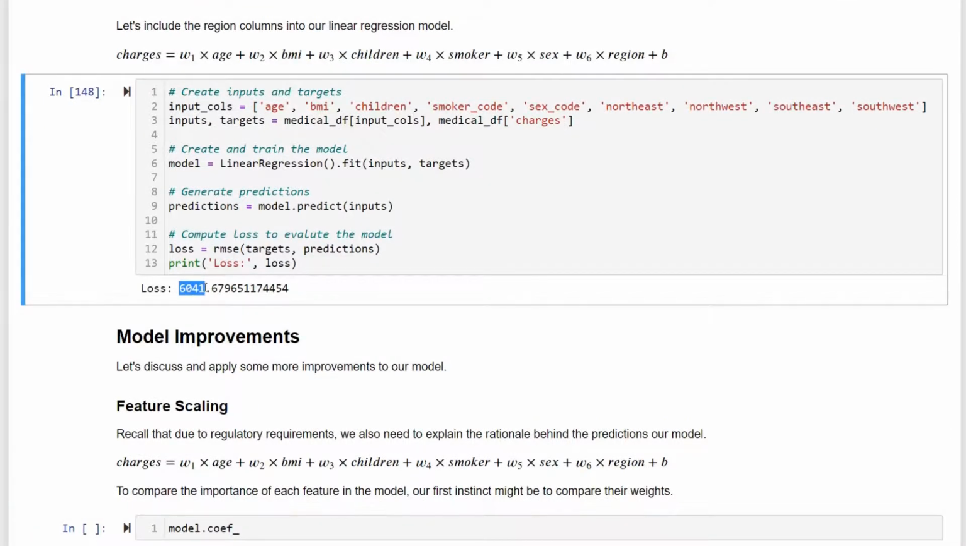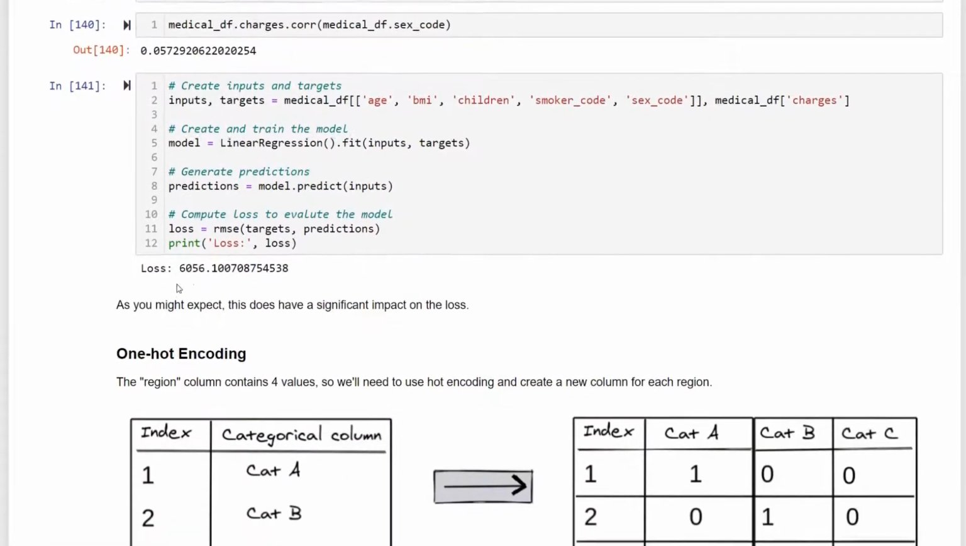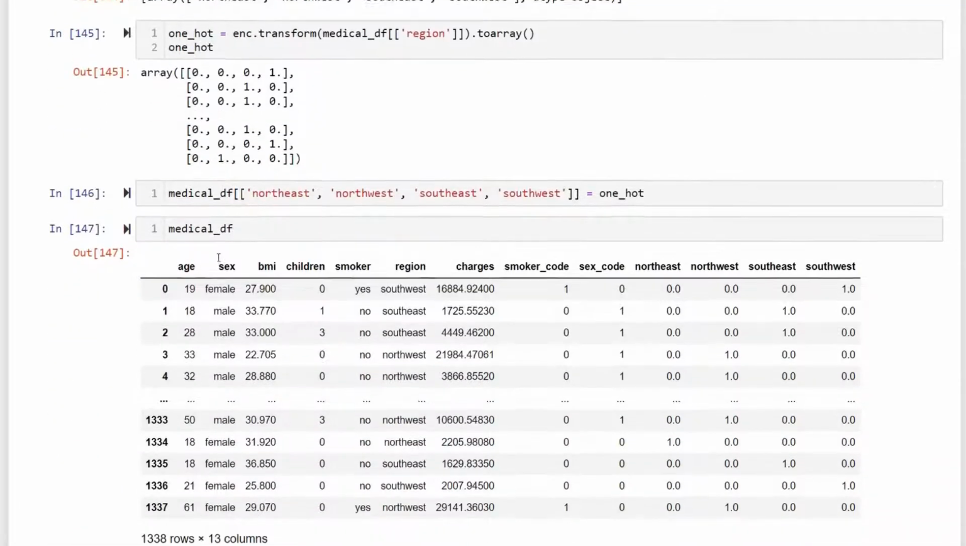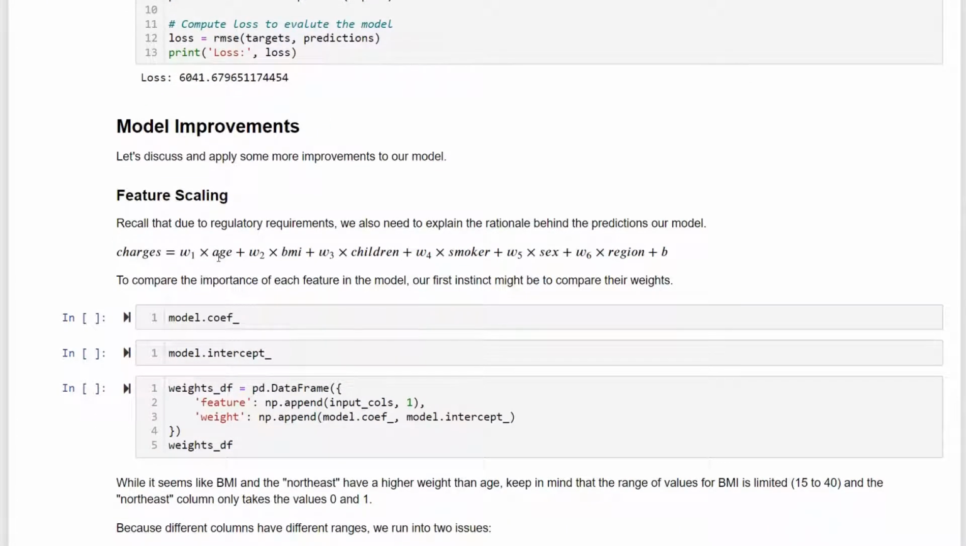The loss was about 6041, in the previous one 6056. So there is a reduction in the loss, as we expected. So using these categorical values can reduce the loss and increase the model accuracy. There are a few more steps to improve our model as well. So far we have concentrated on reducing the loss of our model. So what are the ways to increase the accuracy of our model? Let's discuss and apply some improvements to make our model more accurate.